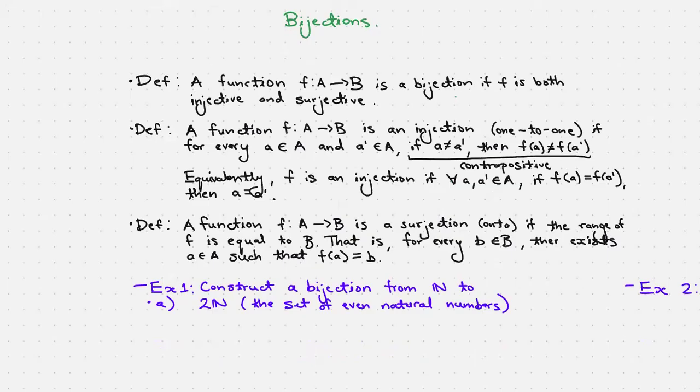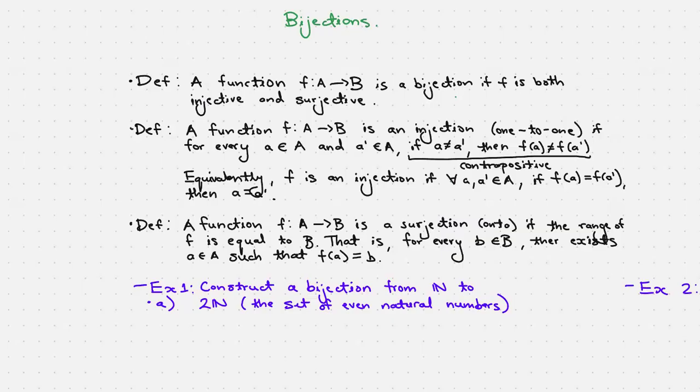So a bijection is a function f from A to B that is both injective and surjective. So if this function is both injective and surjective, it is a bijection. So what exactly is an injection? An injection is also called one-to-one. So a function being an injection or a function being one-to-one is the same thing.